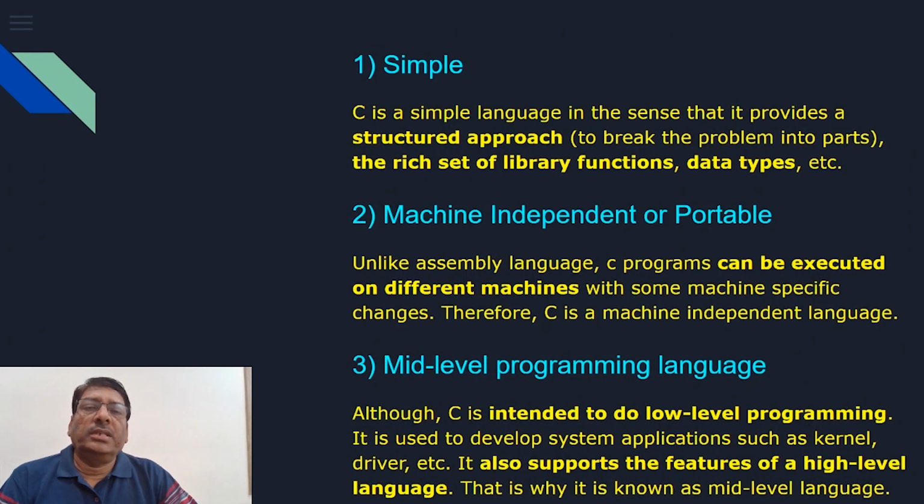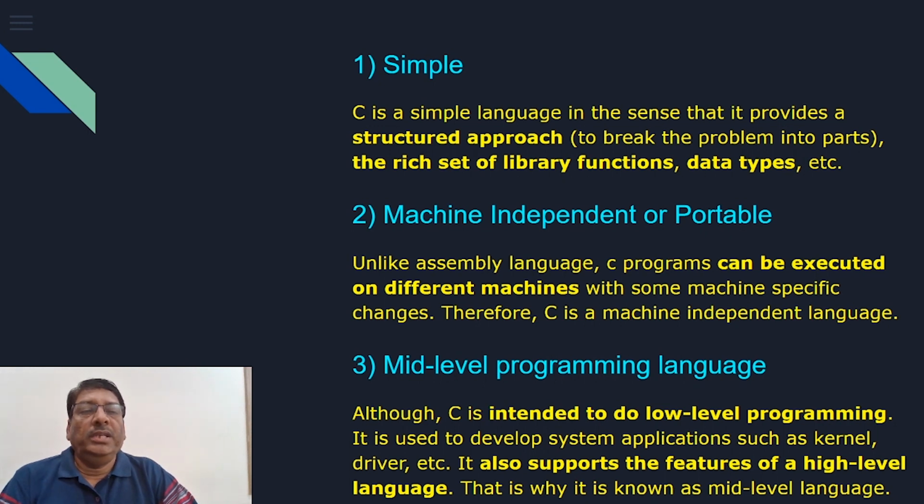When we say C is simple, it is basically because C provides a structured approach, wherein you can break the program into pieces and then execute the program. It also has a rich set of library functions, data types, and so on. We'll get into details of what a library function is and what we mean by data types as we progress. We say it is simple because when you write a bigger program in C language, you can divide that program into parts and then execute it. That is the reason we call it a simple language.